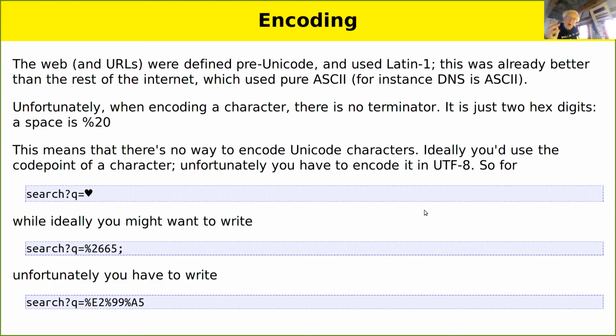This meant that when longer characters than 8 bits came along in Unicode, there was no way to encode them in a URL. Ideally, you just use the code point for that character, but you can't because there's no way of writing it down. So if you wanted to do a search for a heart, although you'd ideally just want to specify you're using that code point, you can't, and you have to encode it first in UTF-8 and then encode those bytes using the URL encoding. It's a great shame.